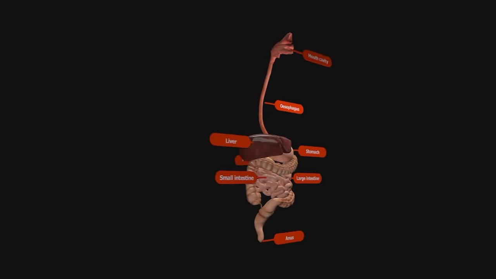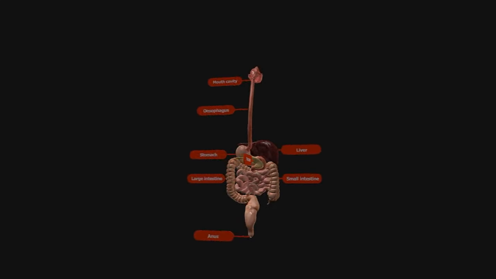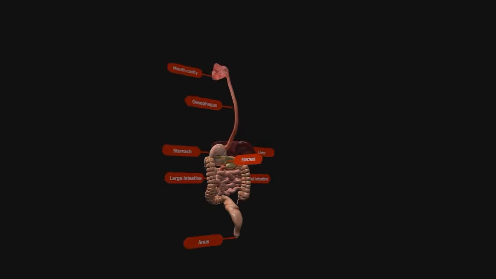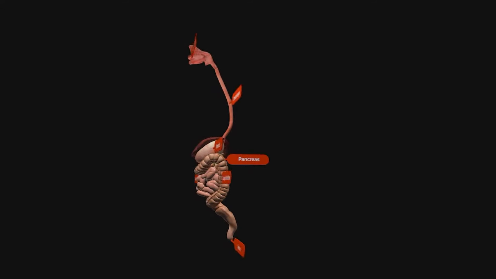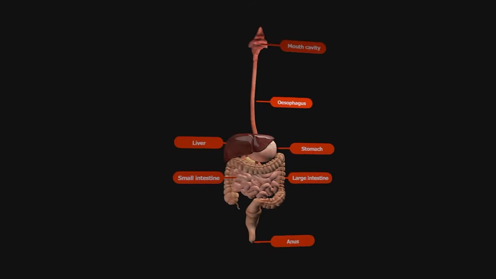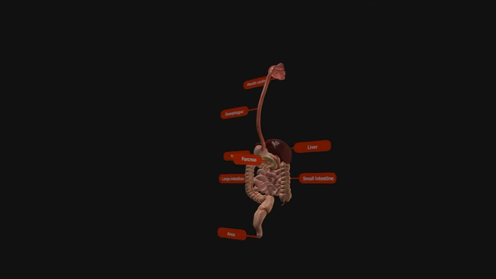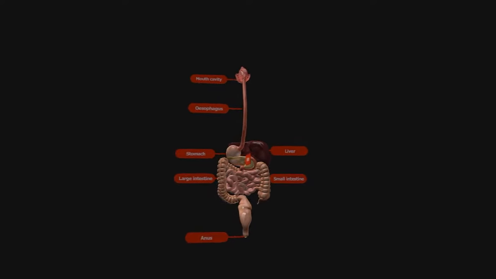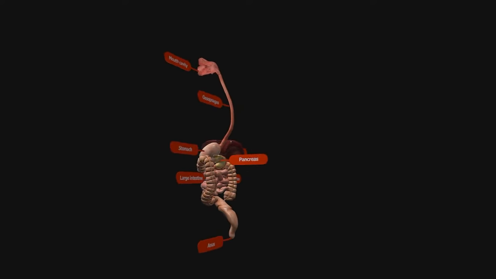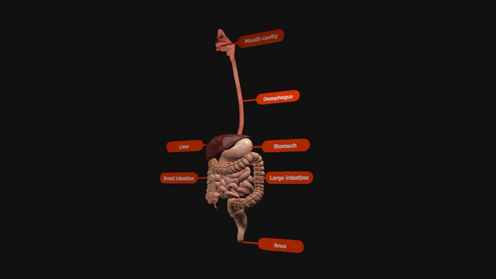The mouth is where food enters the body and where the process of digestion begins. The mouth contains teeth, which mechanically break down food, and the tongue, which helps to mix food with saliva. The esophagus is a tube-like structure that connects the mouth to the stomach. It uses muscle contractions called peristalsis to move food down to the stomach. The stomach is a muscular sac that mixes and grinds food with stomach acid and enzymes.